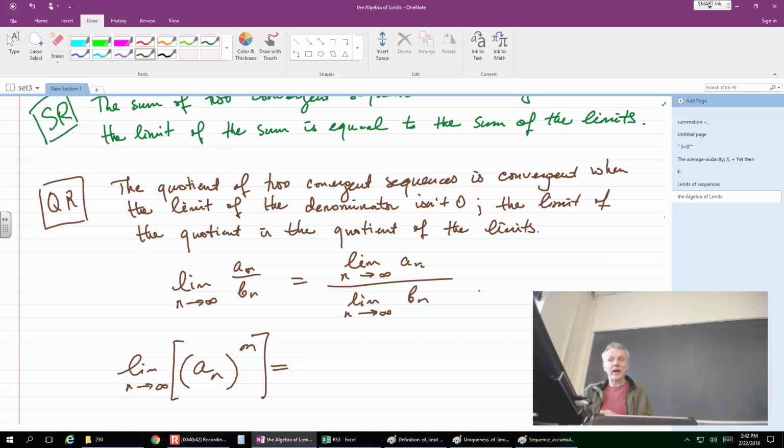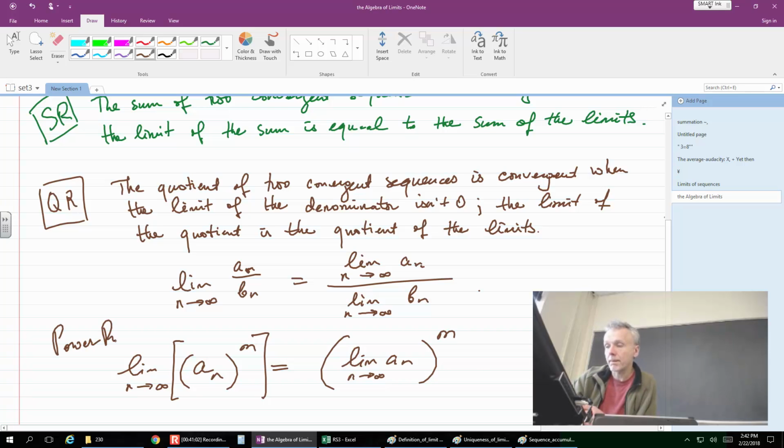So that is the composition, consecutive computations, and it turns out that just like the other rules, it can be broken into pieces as follows. You take the limit of a_n, and you take it to the power m. So, the power rule. But I would really encourage you to think about this as a rule of compositions rather than just a particular power function.